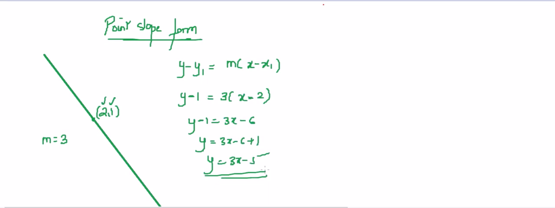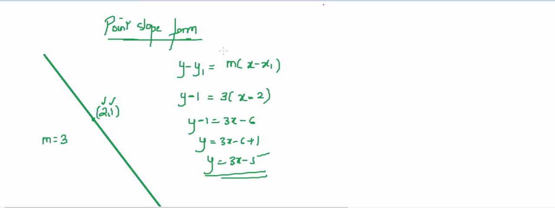So definitely, if a slope is already given and one point is given, or the angle is given, that this line is making some angle with the x-axis, and a single point is given, in this case you're supposed to use point slope form or one point form.